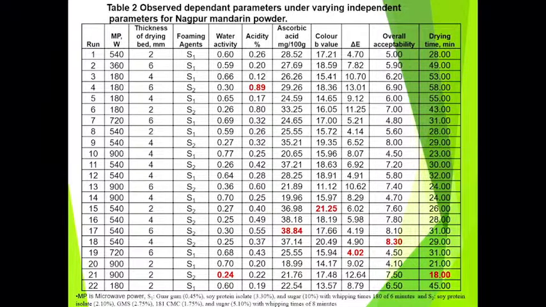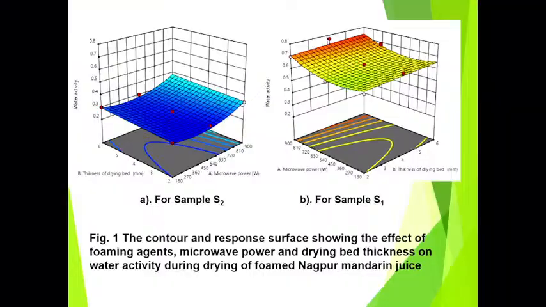Here we consider that the water activity, drying time, and variation in color should be minimum, and other parameters should be maximum. On that basis we optimize the solution. So these are all the graphs.